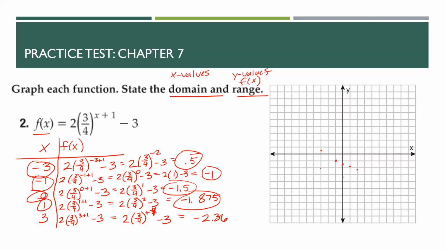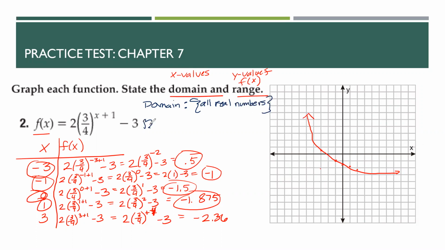Okay, so about there. So what you end up having is a graph that looks like this. Okay, so when we're talking about our domain, remember domain are the x values. So x values, it's going to keep on going to the right and it's going to keep on going to the left. So it's going to be all real numbers.